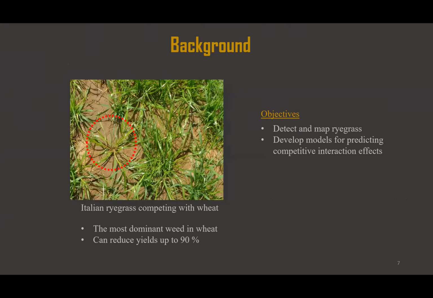So in this experiment, we actually had 2 different objectives. The first objective was to detect and map ryegrass. And the second objective was to predict the competitive effect of ryegrass on the wheat grain yield reduction using the mapping information that we could get from the computer vision approach.